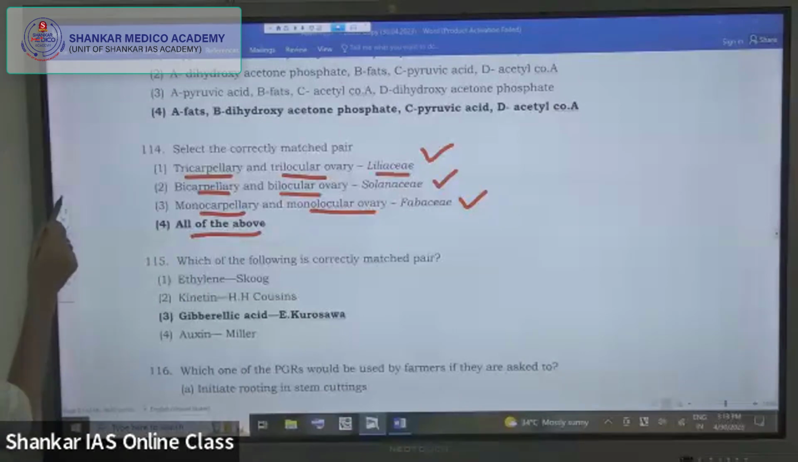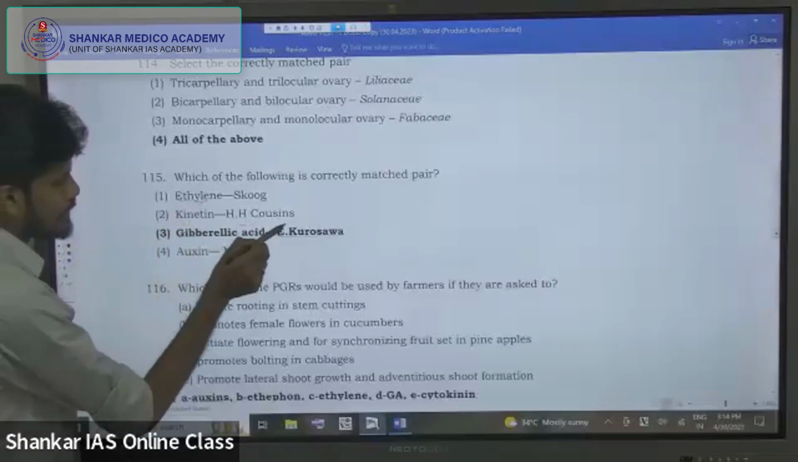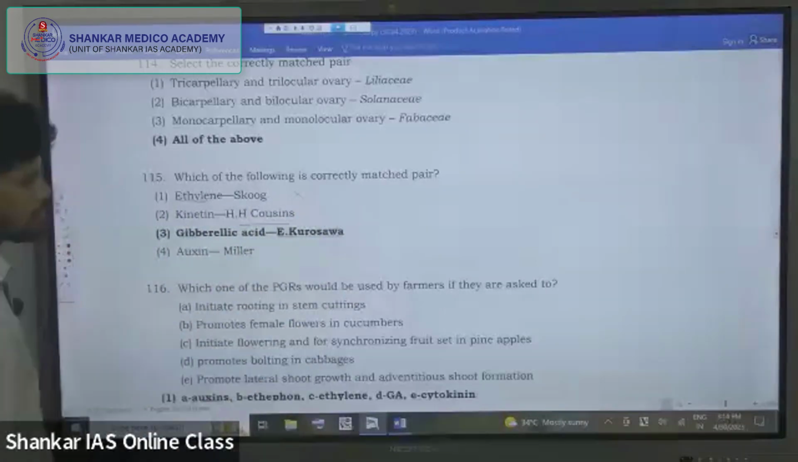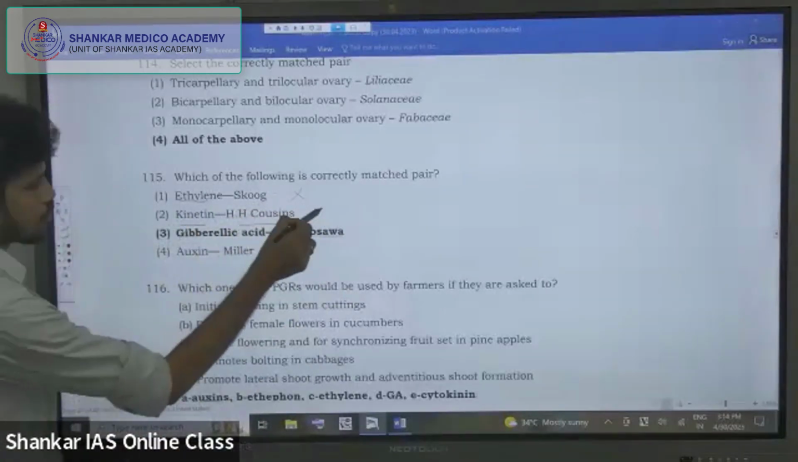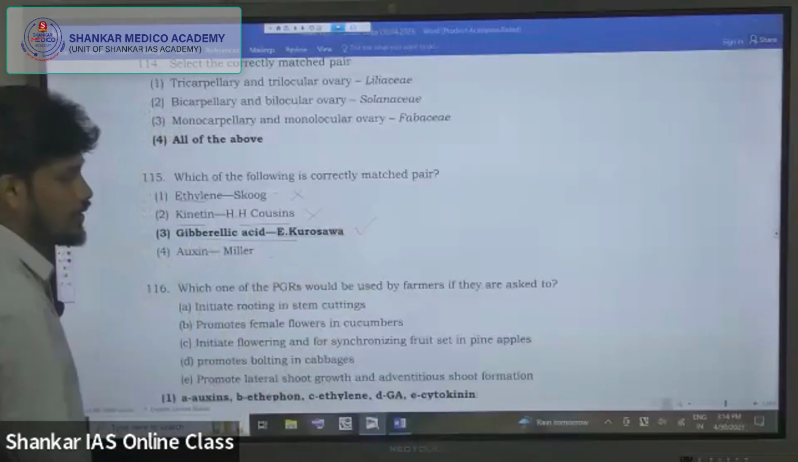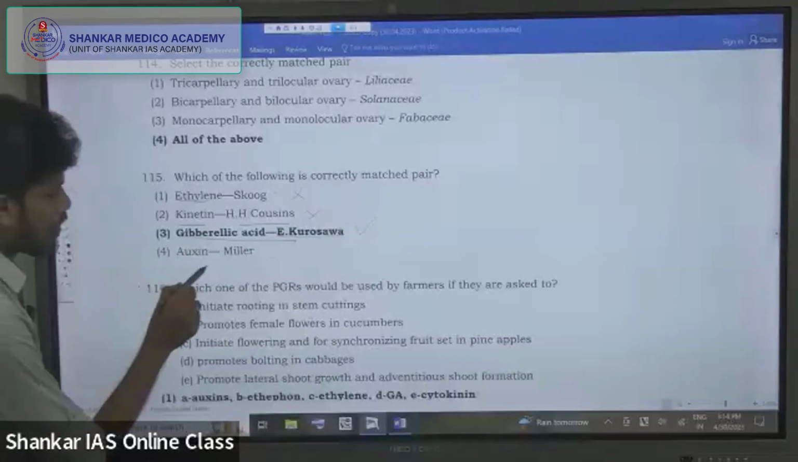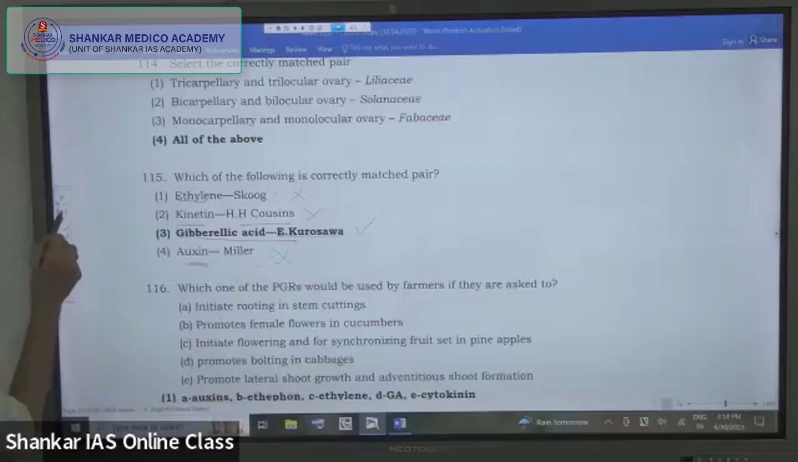Then which of the following is the correctly matched pair related to the phytohormones and their corresponding scientists? Ethylene is related to Hugo Caseins, so this will be wrong. Kinetin related to Skoog and Miller, so this is also wrong. Gibberellic acid will be E. Kurosawa, and auxins will be Went, so this is also wrong. So the correct answer will be gibberellic acid, E. Kurosawa.